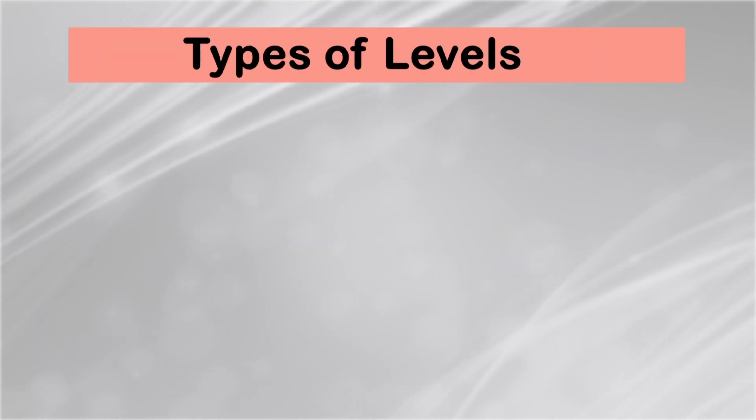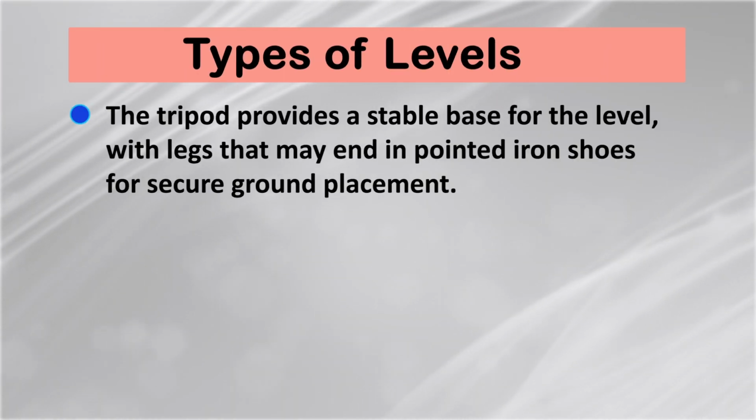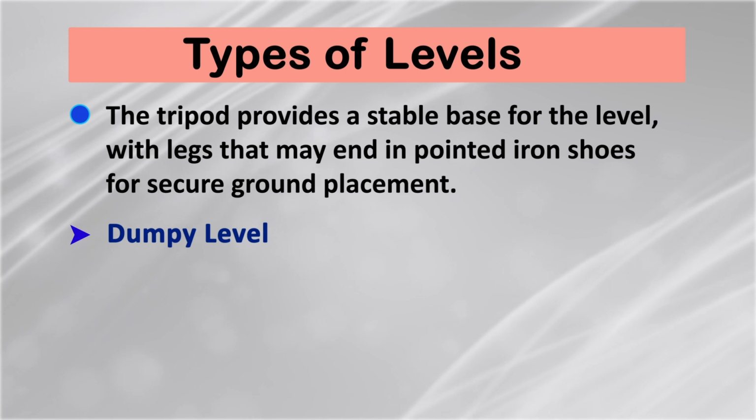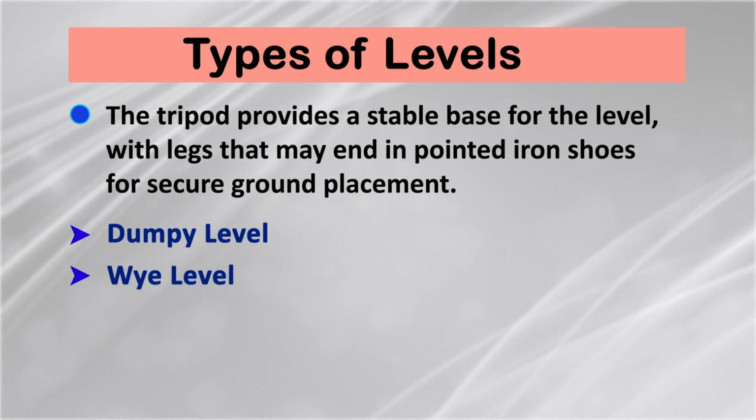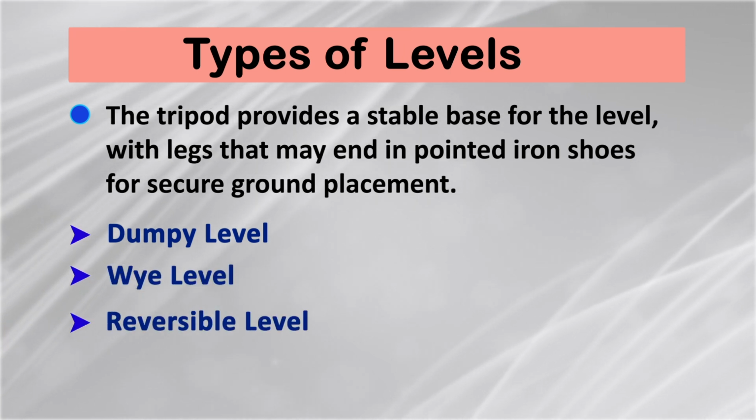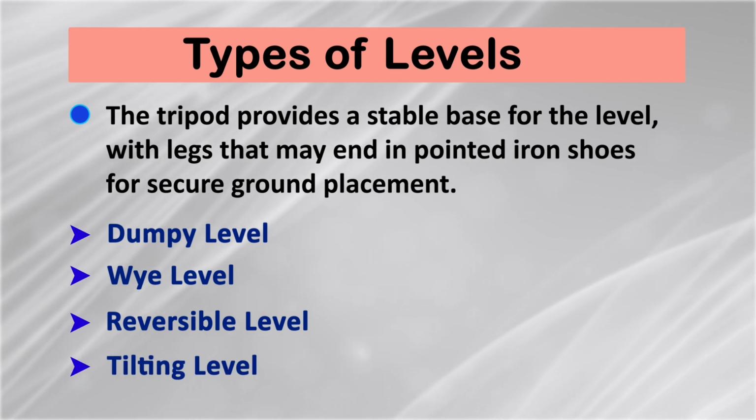Next, we will be discussing the types of level. Basically, there are 4 types of level. The first one is the dumpy level, the second one is the Y level, the third one is the reversible level and the last one is the tilting level. So, we will be dealing with them one by one. First, we will discuss the dumpy level. It was created by Gravatt.